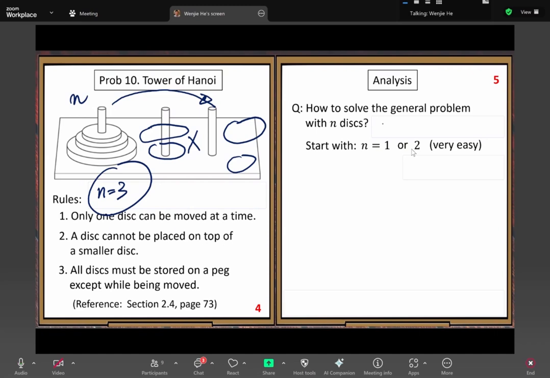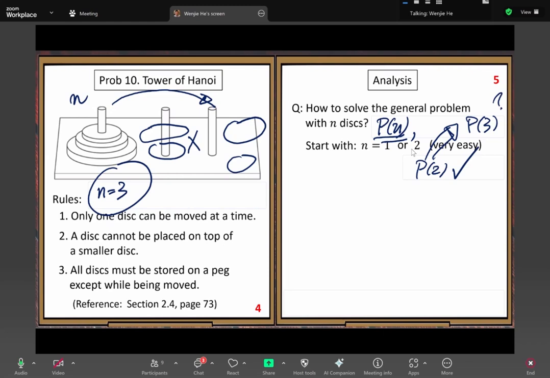Let's use the notation. Suppose we use the P function to represent the solution for the problem of size n. That means here we can say P of 2, the solution is available, right? P of 2 solution is available. Next question: can we use the P of 2 solution to help us solve the problem P of 3? Because here our goal is P of 3.